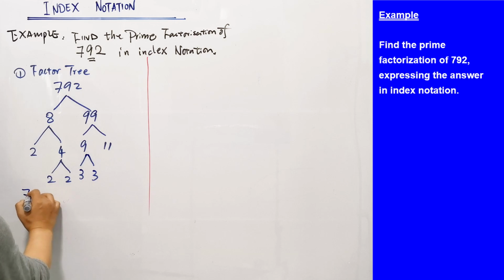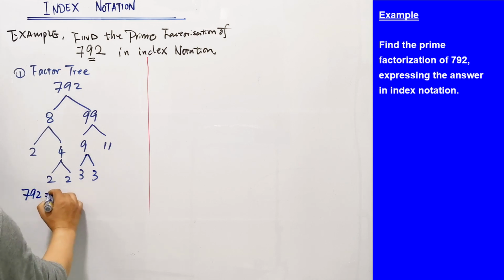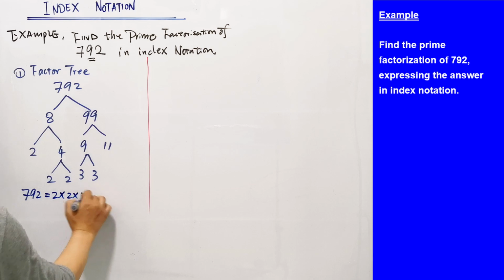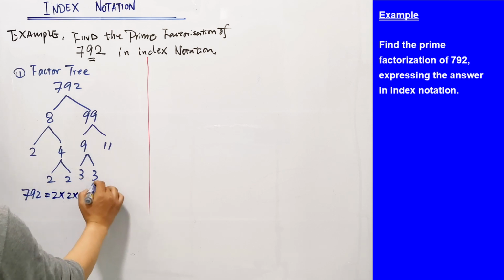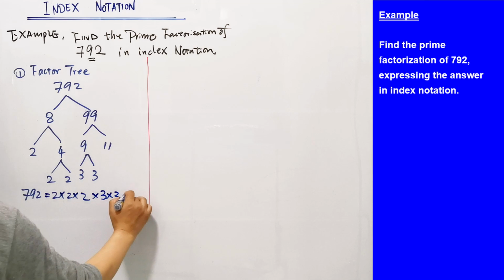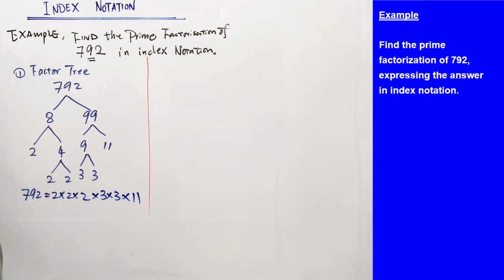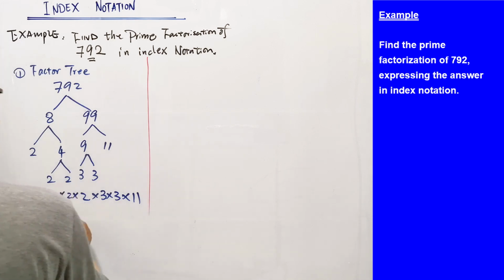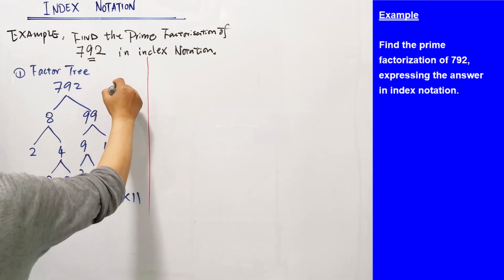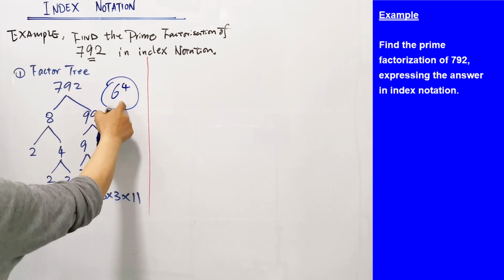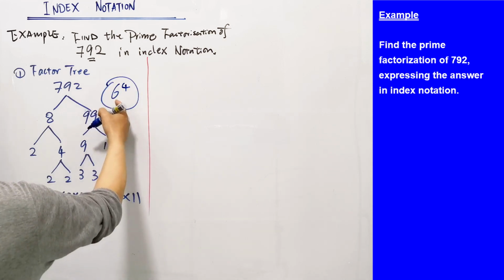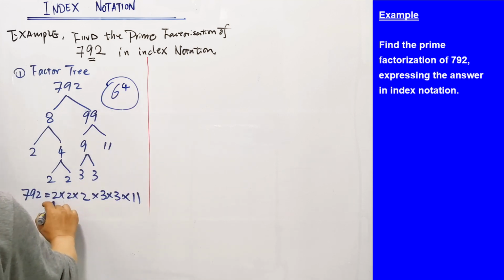So what's the answer? The answer is 792 equals 2 times 2 times 2, then times another 3 times 3, and times 11, right? This is the prime factorization of 792. Can we use the index notation to represent this? Just now we have learned the index notation, right? We have the base and the index.